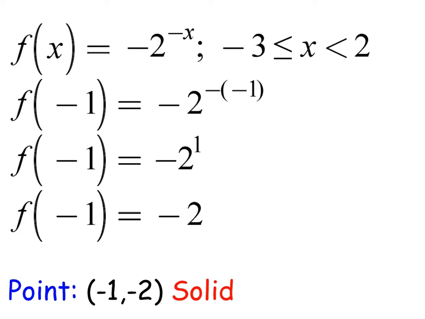Let's plug in negative 1. We get negative 2 to the first, which is negative 2. Negative 1 is in between these numbers, so it's part of the interval, so it's going to be solid at (negative 1, negative 2).